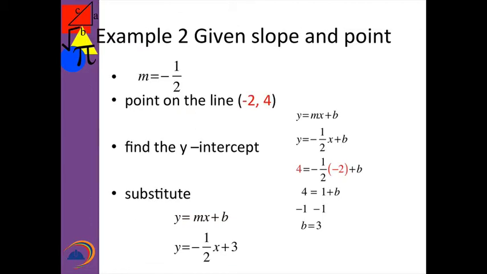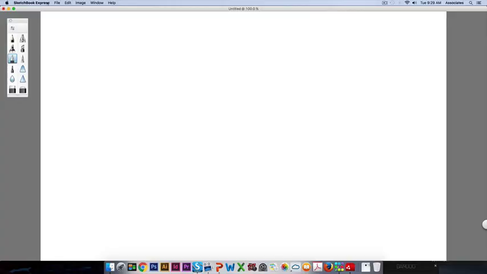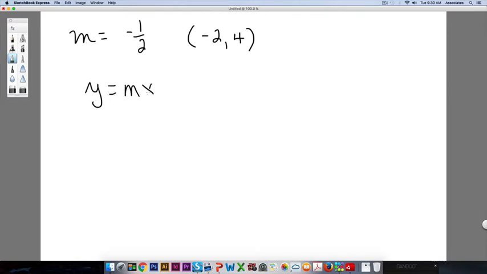Welcome back. Example 2. Now I want to work this one for you on my slate. But let's just see what we got. Y equals -1/2 x plus 3. So let's talk it through. Let's go to our slate. Here it told me that the slope was -1/2, and they just told me any old point on the line was (-2, 4). So I know that y equals mx plus b.